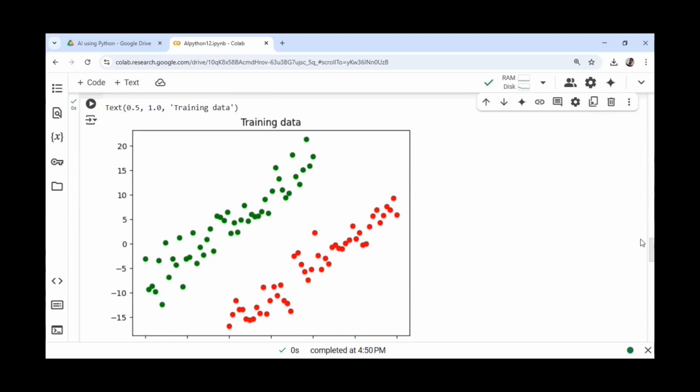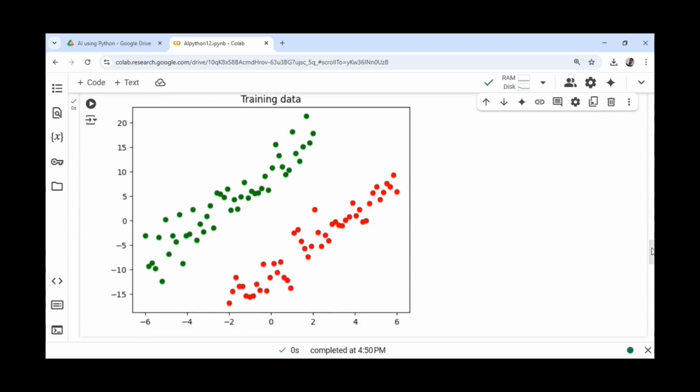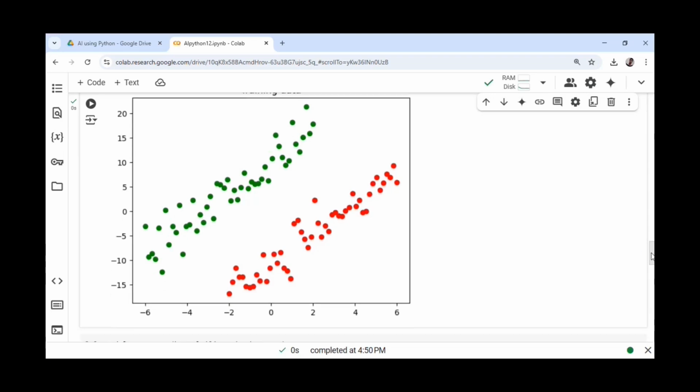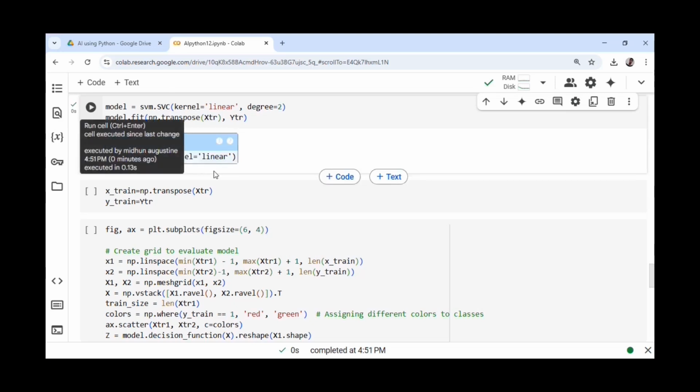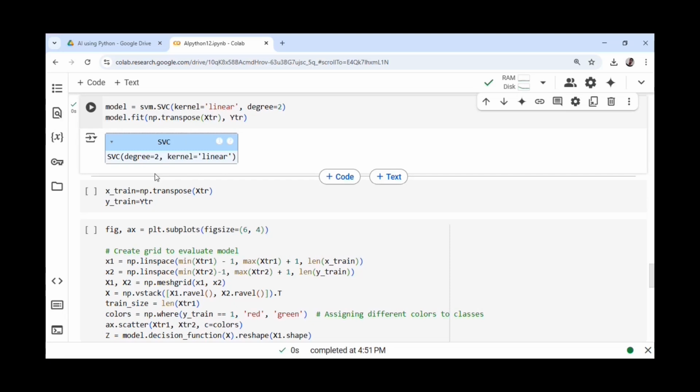Here we have the plot of the training data, in which we can see that the data is linearly separable, where we can draw a line in between these two data points so that the data from both classes can be separated. Now we will be defining the model using the SVC function, and we will be training the model using the training data, which consists of XTR and YTR. Then once we train the model, we can predict the output for the training data.